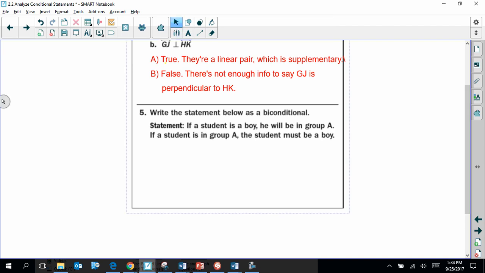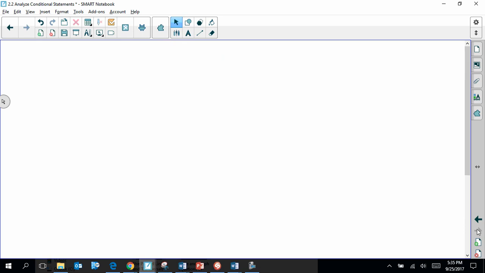So the way that I'm going to write this as a biconditional, there we go. A student is in group A if and only if the student is a boy. So that's how we would write our biconditional in this case. Not really the greatest example. I would have liked to have maybe had something about isosceles triangles or something along those lines, but still not a bad example of how you write a biconditional statement.